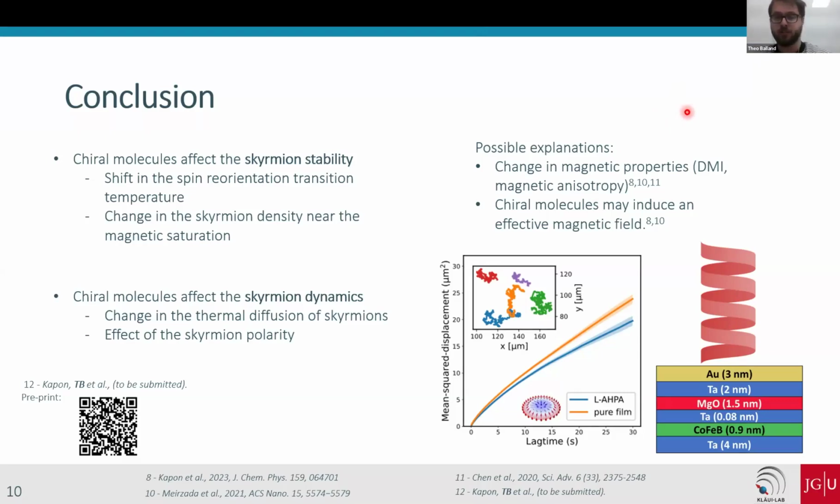So we are actually interested in how the chiral molecules interact with other chiral properties of the thin films. So what would be interesting is also to change the chirality itself of the Skyrmions, Skyrmions with opposite DMI, for example, and see if the effect is also opposite as we can see here.